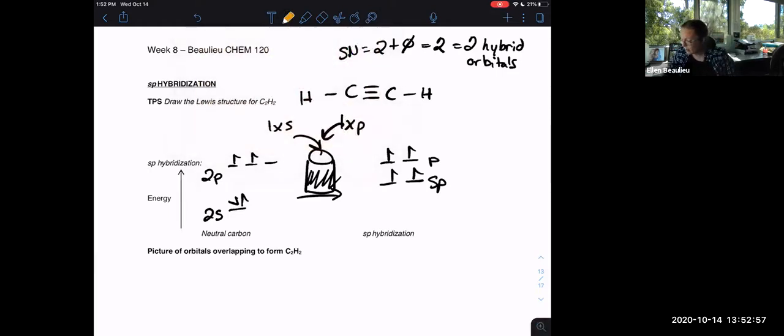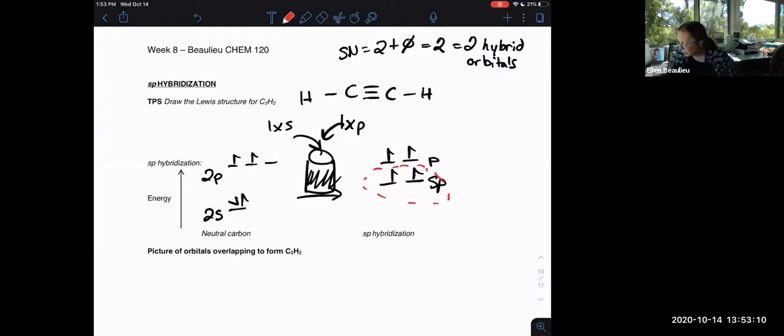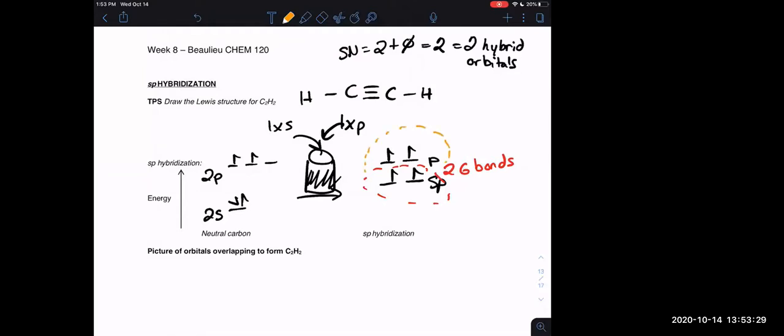So what does this tell me about bonding? How many sigma bonds does an sp hybridized carbon want to form? 2. You got it. I got 2 half-full hybrid orbitals. That means that carbon that is sp hybridized wants to form 2 sigma bonds. What else does carbon that's sp hybridized like to form? 2 pi bonds. You got it. Perfect.